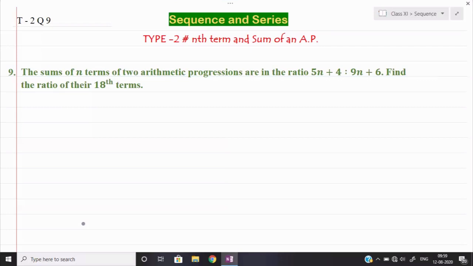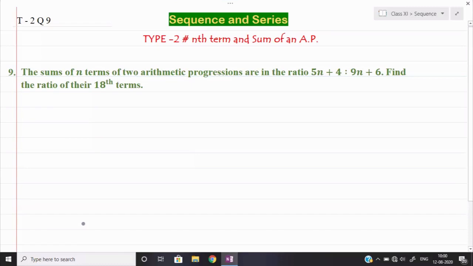We are considering both the APs for the same number of terms. They are saying the sums of n terms of two arithmetic progressions are in the ratio 5n plus 4 upon 9n plus 6, where n is the number of terms. And as I told you, the number of terms is the same in both the APs. Then we have to find the ratio of their 18th terms, meaning the first AP's 18th term divided by the second AP's 18th term. That we have to find out. So let us see how we can find it.